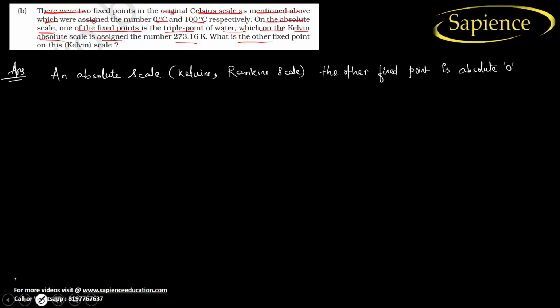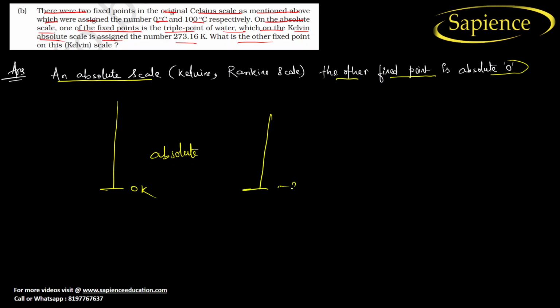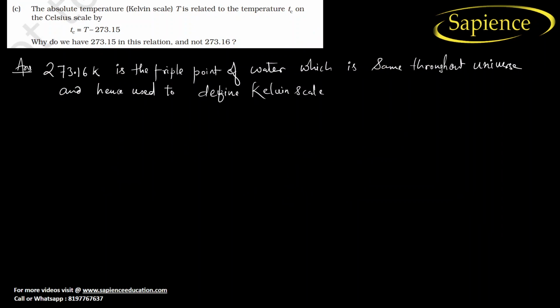See, one important thing we need to understand is that an absolute scale is a scale whose starting point is 0, or whose one fixed point is absolute 0. For example, if we talk about Kelvin, Kelvin itself starts with 0 Kelvin, so this is absolute. But when we talk about degree Celsius, it starts with minus 273.16 degree Celsius. So this is not absolute. I hope you have understood this. Now let us read the next question.